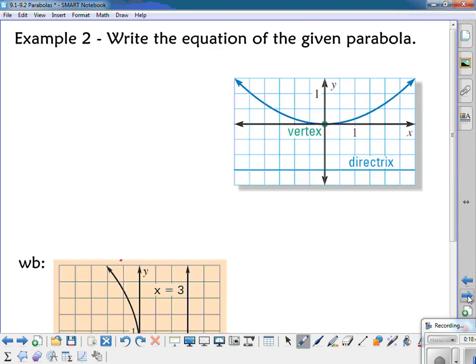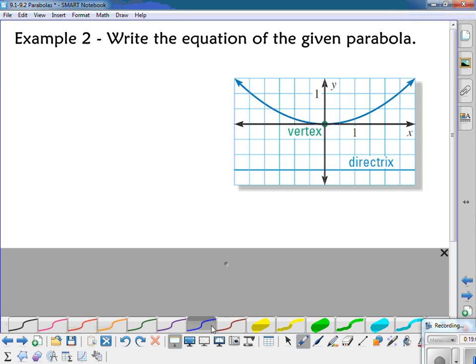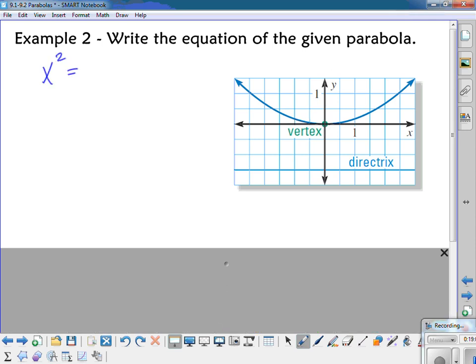No? All right. Okay, they also might want you to work the other way around. They might give you a graph and ask for the equation. So since this one is vertical, I know it has to be x squared equals 4py, right? And they didn't give me the focus, but they did give me the directrix. And so it's y equals some number. What number would that be right there?